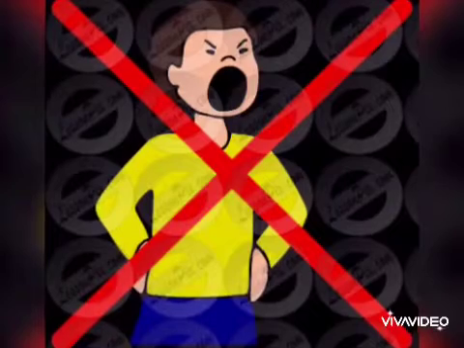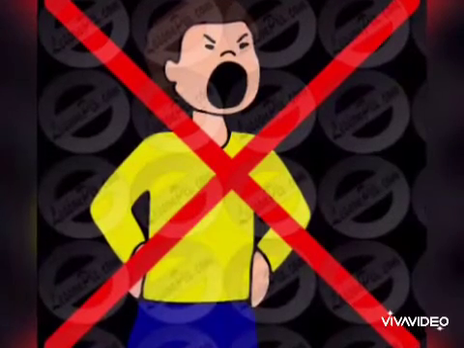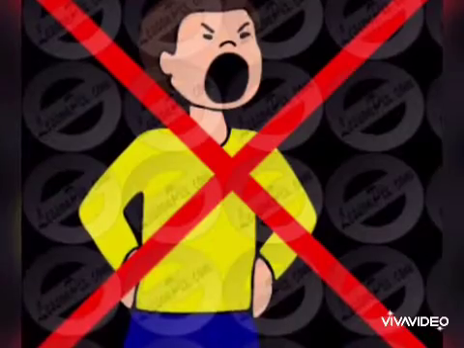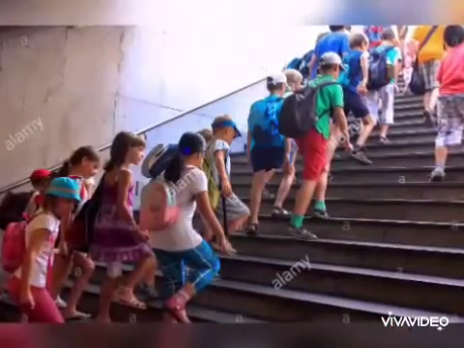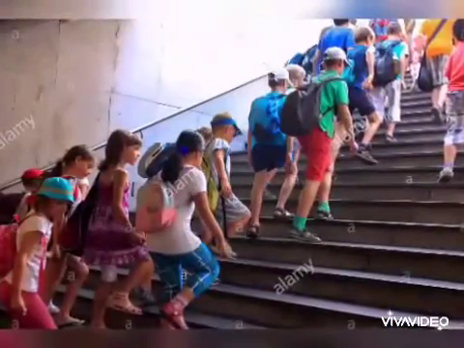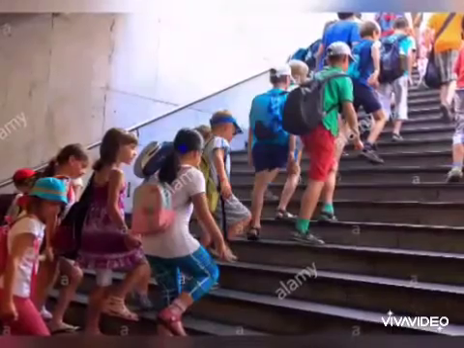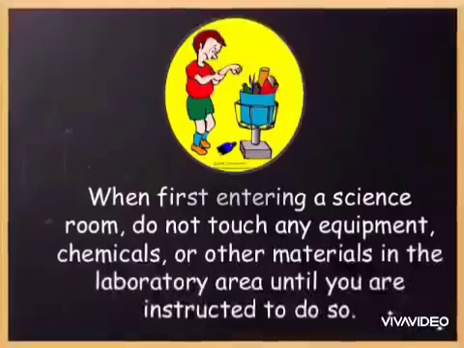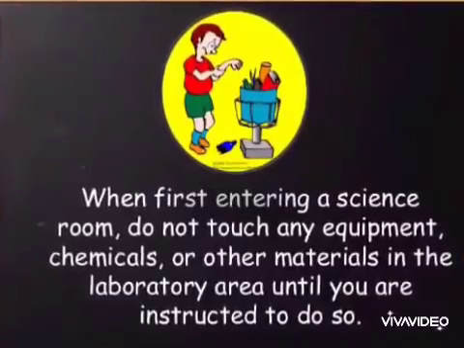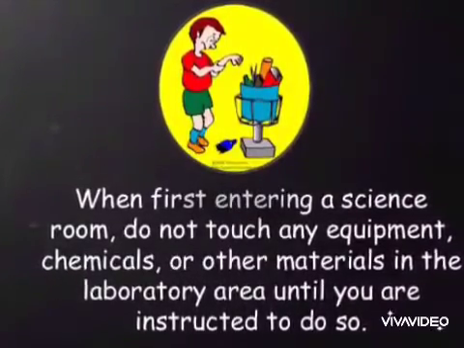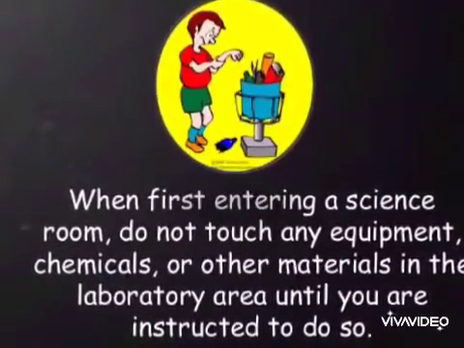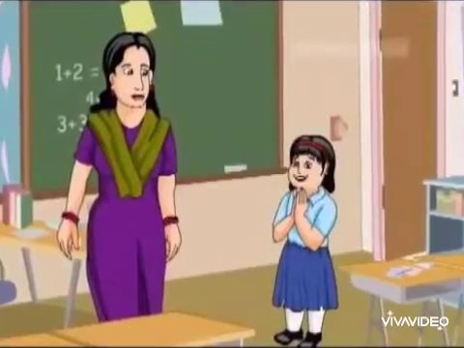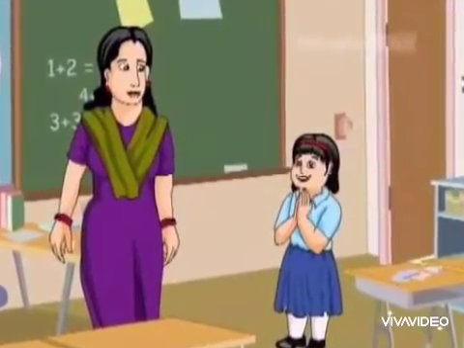Next, you should never shout in the class. That's a very bad thing to do in school. It shows indiscipline. Next, you should always follow an orderly manner to climb up the stairs when you're going to your class. Laboratories, yes, there are many harmful chemicals, so you have to be careful and always use them under the supervision of the laboratory teacher.